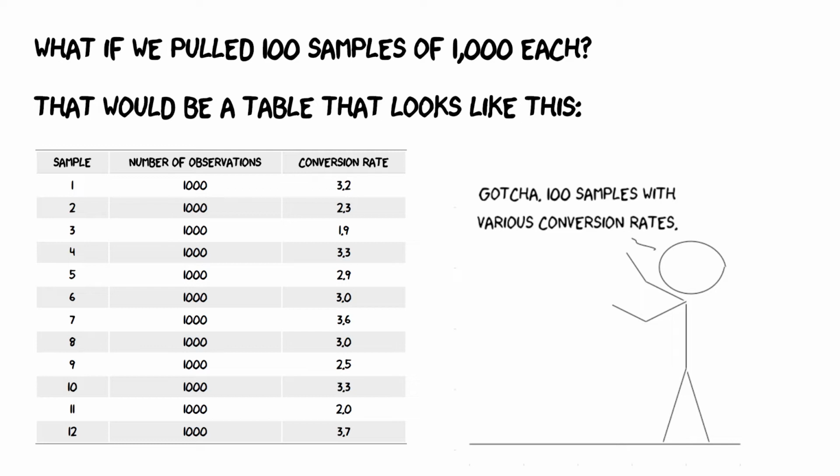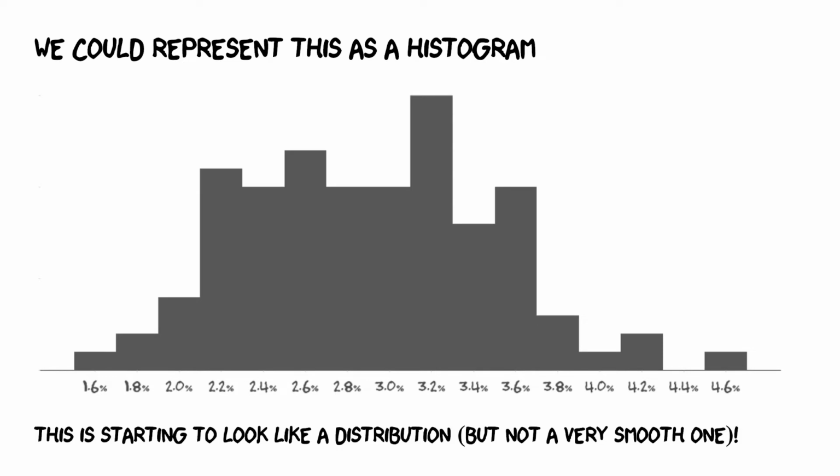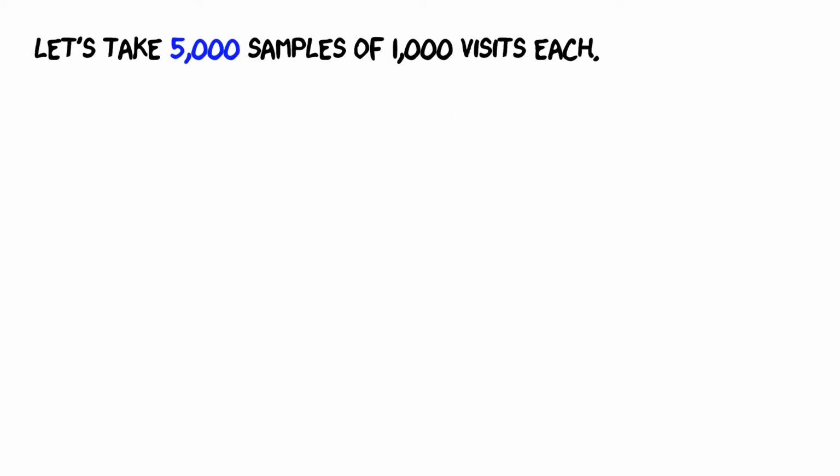Well, now this is something. If we take that conversion rate column, I can start to actually represent it as a histogram and bucket those and maybe get to something that looks like a distribution. And here I've got buckets or bins of 0.2% each, and I've got something that's starting to look like a distribution, although it's not a very smooth distribution. So how can I make it smoother? Well, I could pull 5,000 samples of 1,000 visits each, and each time I'm pulling 1,000 visits, calculating the conversion rate, recording it, and putting that back into the whole population of 1 million.